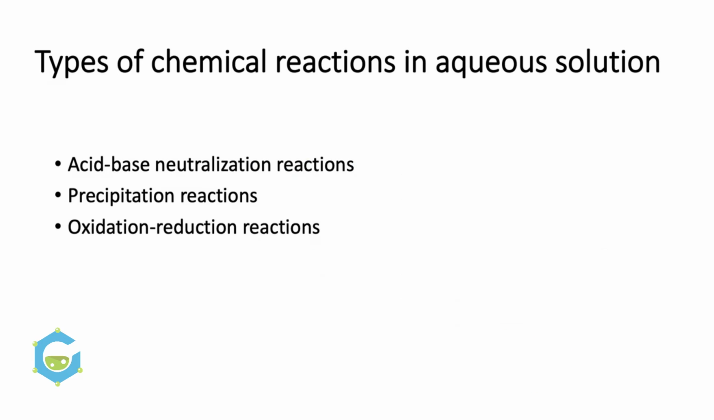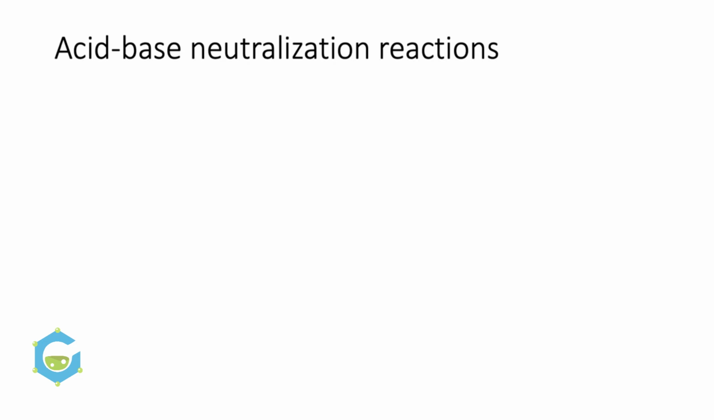For the rest of this chapter, we're going to talk about three different sorts of chemical reactions that happen in aqueous solution. The first one, which we're going to talk about in this video, is what we call acid-base neutralization reactions. The second one, which comes in the next video, is precipitation reactions. And finally, we're going to talk about my favorite sort of reactions, oxidation-reduction reactions, which we often shorten to redox reactions. So we're going to conclude this video by talking about acid-base neutralization reactions.